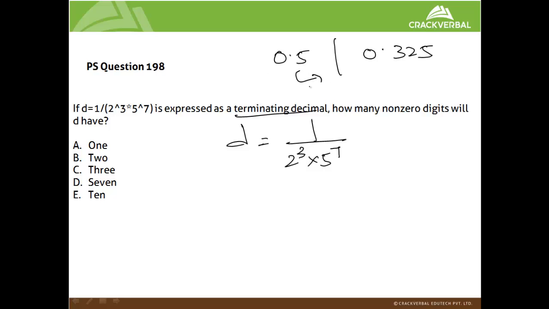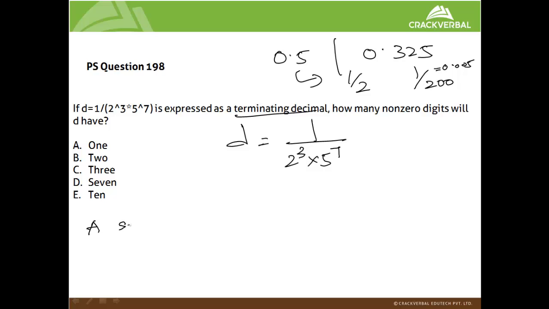Otherwise, if you are looking for a fraction which terminates, 1 by 2, which is nothing but 0.5, terminates. 1 by 200 terminates, right? 1 by 200 is nothing but 0.005. So anything which has only 2's or 5's in the denominator in a fraction is called a terminating fraction. So I have to summarize this.